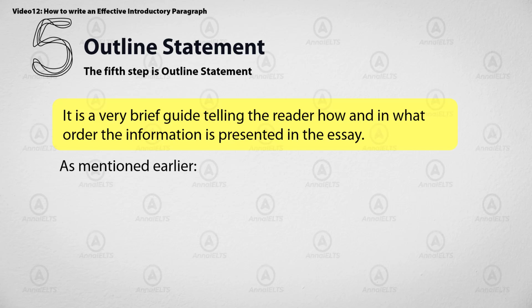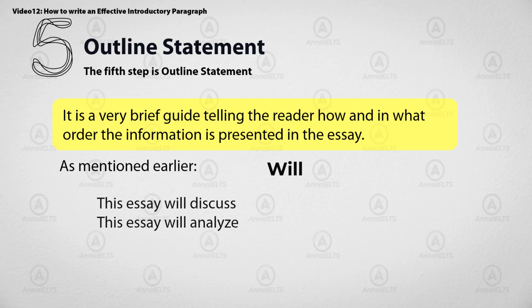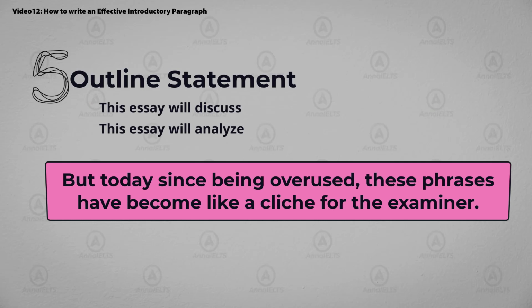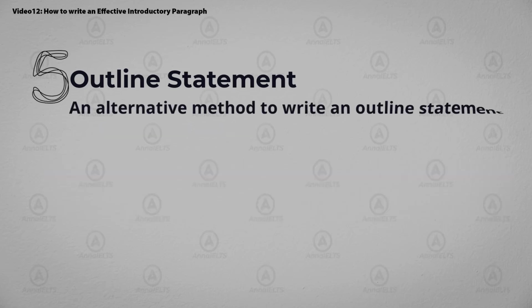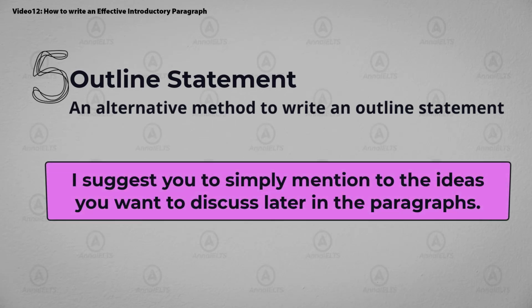Candidates usually use the simple future verbs, for example, will, when they want to write outline statement. For example, this essay will discuss. This essay will analyze. But today, since being overused, these phrases have become like a cliché for the examiner. An alternative method to write an outline statement: I suggest you simply mention the ideas you want to discuss later in the paragraphs.